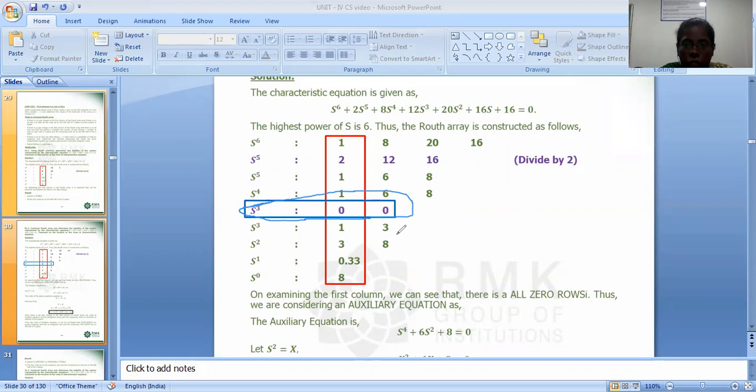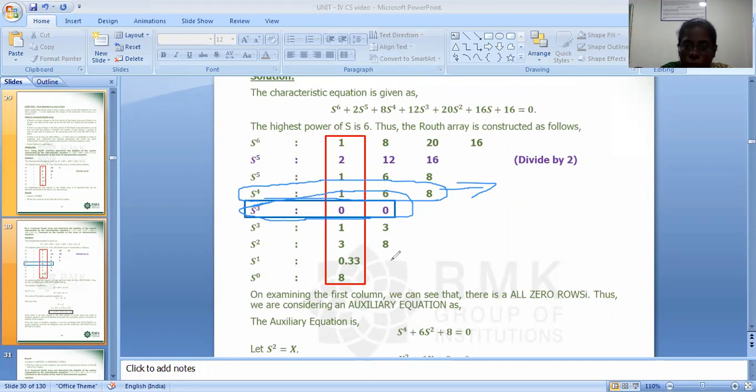In that case, we cannot proceed. We cannot proceed to the subsequent rows, the S square, S power 1, S power 0 rows. What you have to do is take the previous row. If the S power 3 row is the all 0 row, then I have to take the S power 4 row as an auxiliary equation.